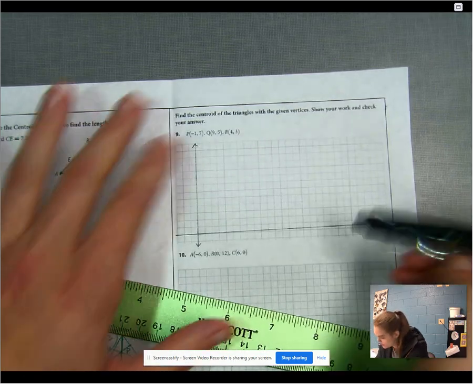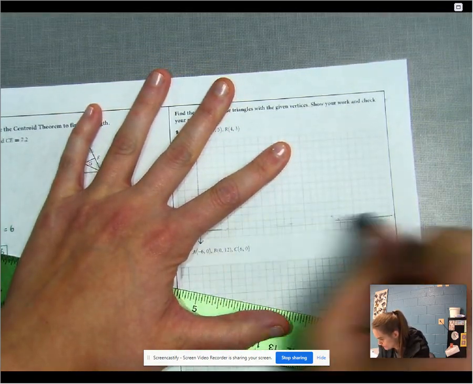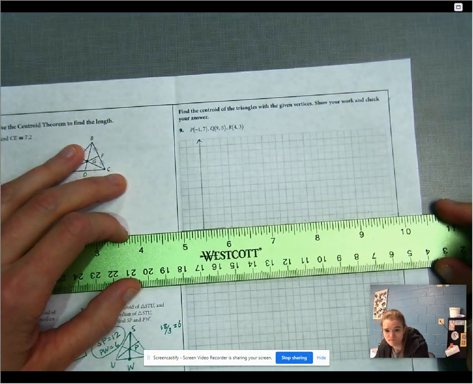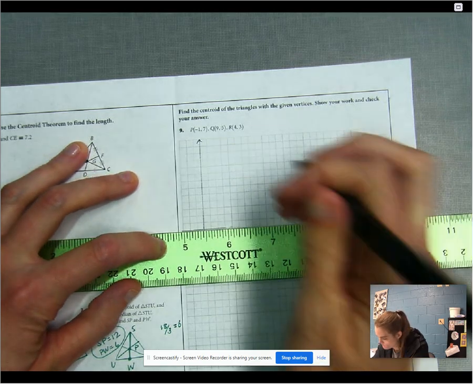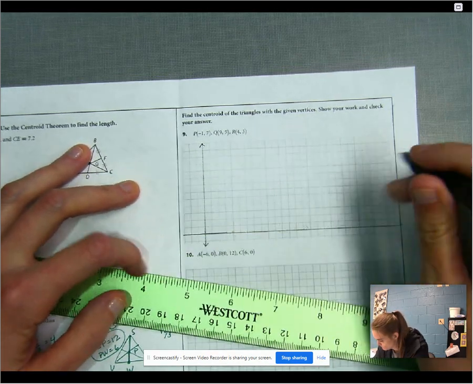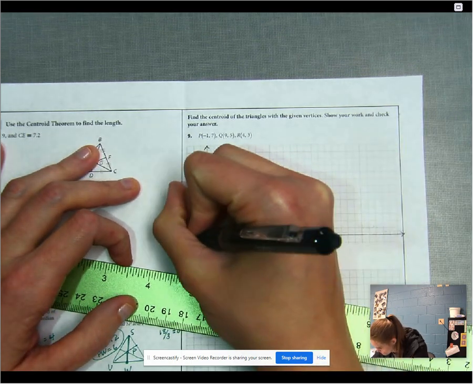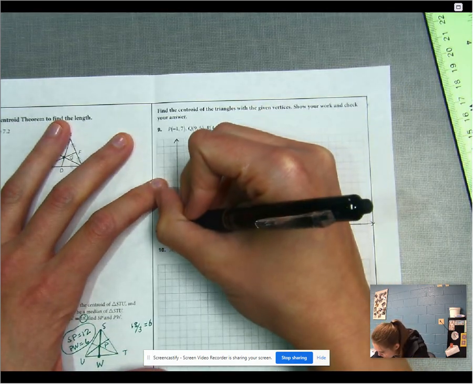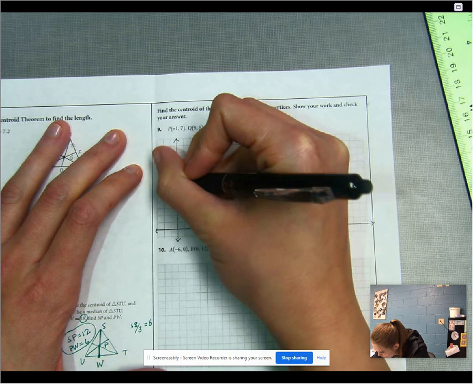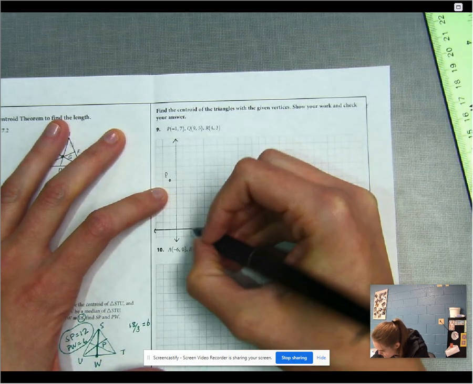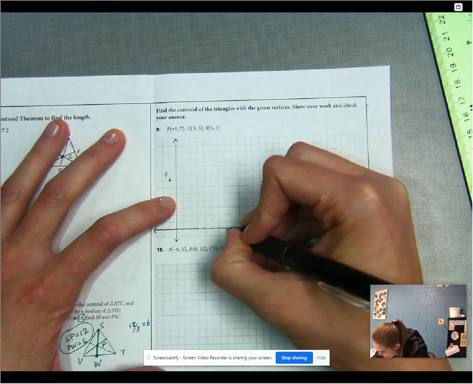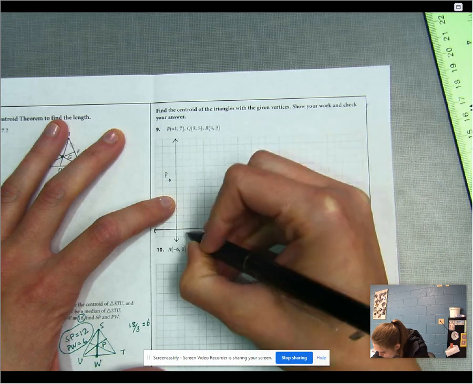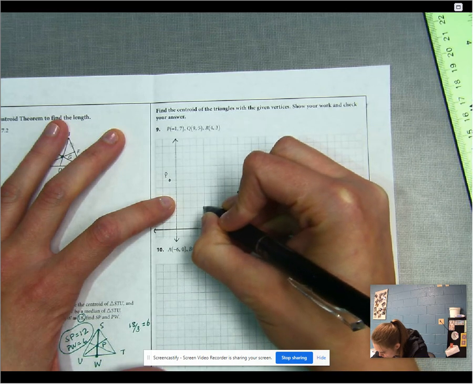Y'all, I used a straight edge and look at that mess. Okay, (-1, 7). 1, 2, 3, 4, 5, 6, 7. Here's P. Q is (9, 5). 1, 2, 3, 4, 5, 6, 7, 8, 9. 1, 2, 3, 4, 5. And R is at 1, 2, 3, 4, and 1, 2, 3. R.